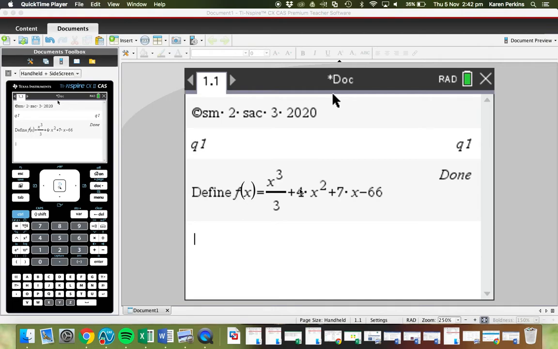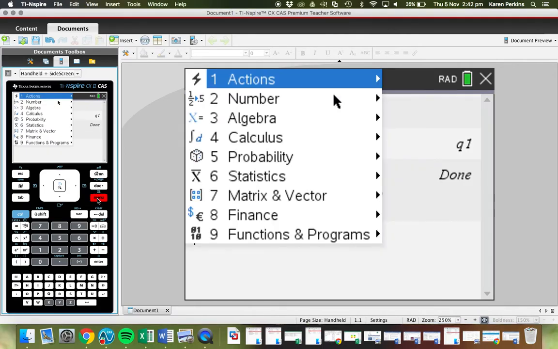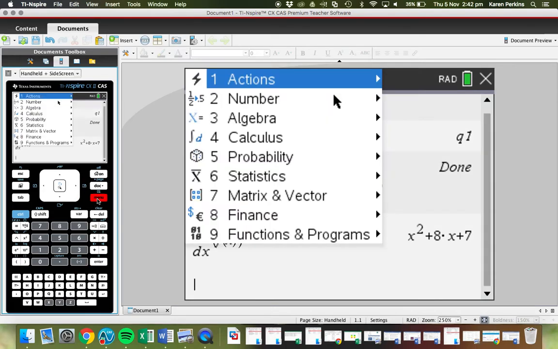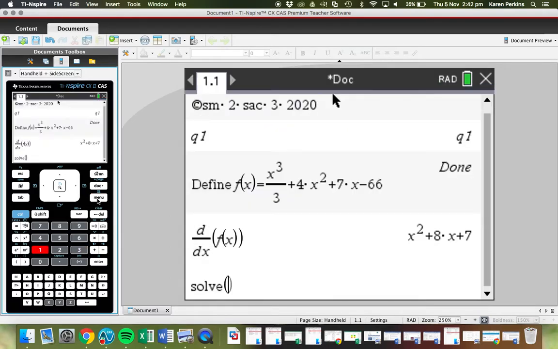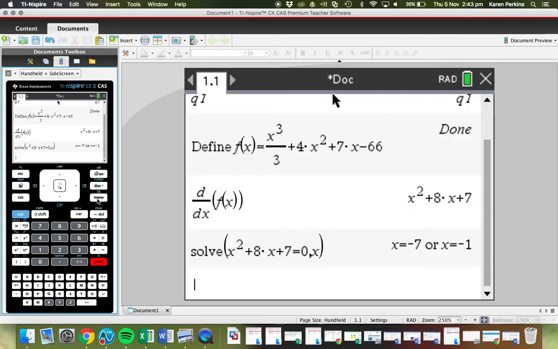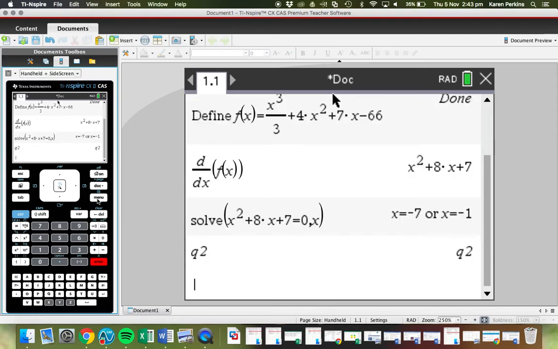So for question 1, what I've done is define that curve and I want to find the stationary points. So I'm going to find a derivative of the function f of x with respect to x, and then I'm going to find where that is equal to 0. For x, and it tells me -7 and -1, so that's option E. Let's have a look at question 2.